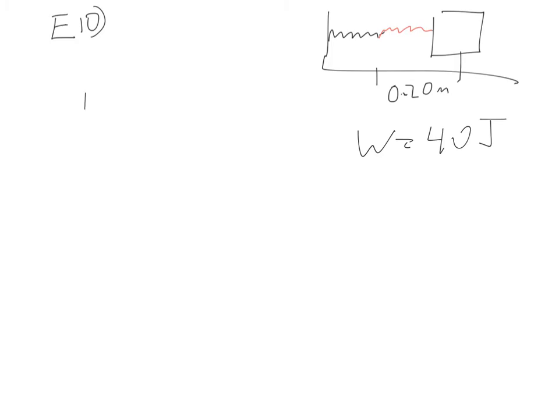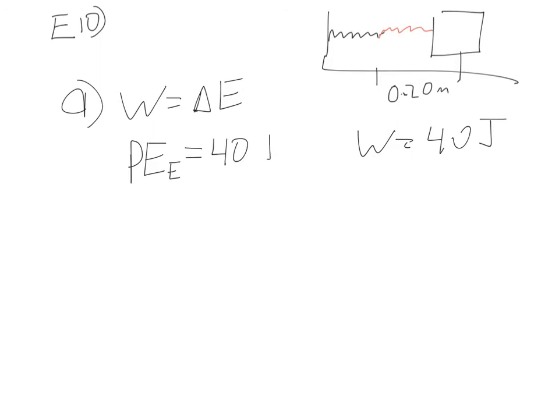So part A asks us, what is the increase in the potential energy of the spring? Now recall that work equals change in energy, and we aren't changing any other type of energy. Once we have compressed or stretched the spring, it's all elastic potential energy, so the change in energy is going to equal the work done. Therefore, the increase in potential energy in the spring is going to equal the work done. So potential energy of the spring, the elastic potential energy, is going to equal 40 joules.